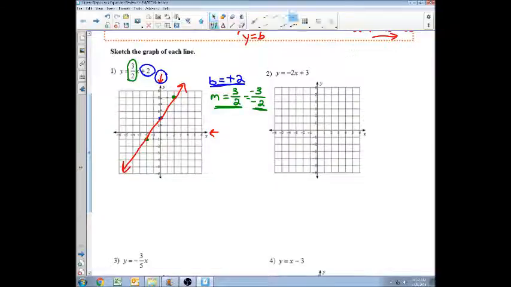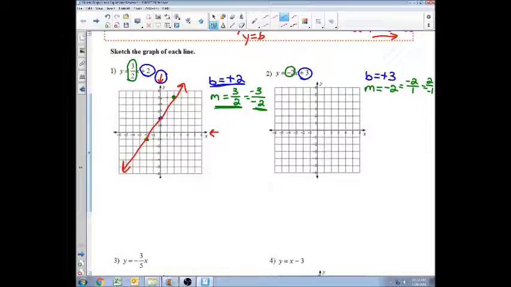What's my b value? My b value is positive 3. What is my slope? My slope is this negative 2. Uh-oh, I don't have that written as a fraction. How can you write any whole number as a fraction? All you have to do is put it over 1, so I'd have negative 2 over 1. That would give me one direction. I need the other direction as well, so I'm going to make it a positive 2 over a negative 1 to keep the fraction the same. Those two fractions mean exactly the same thing.